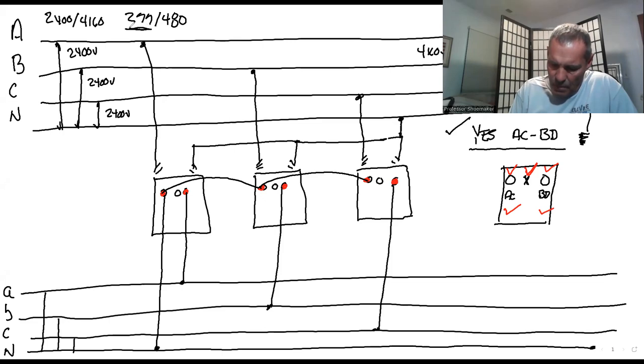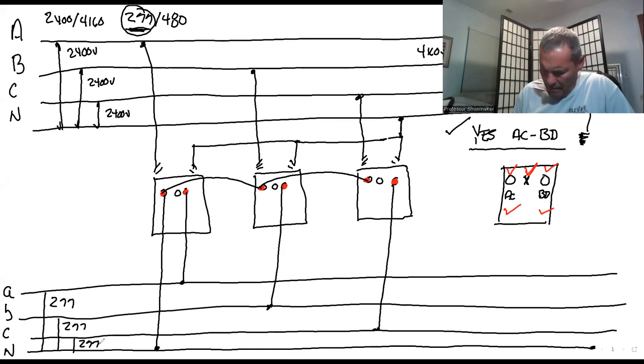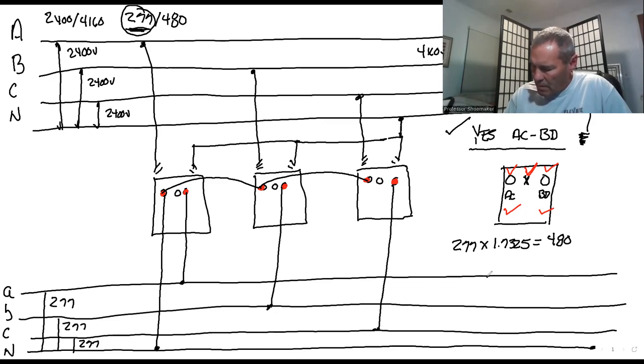All I have to do is no power leg right here. That's my 277, my secondary phase to neutral. It's 277, 277 and 277. No power leg. In real essence, you'll see what happens on the other side. If I take 277 times 1.7325, that's going to equal 480 volts. A to B, B to C, A to C, 480. 480. We're done.